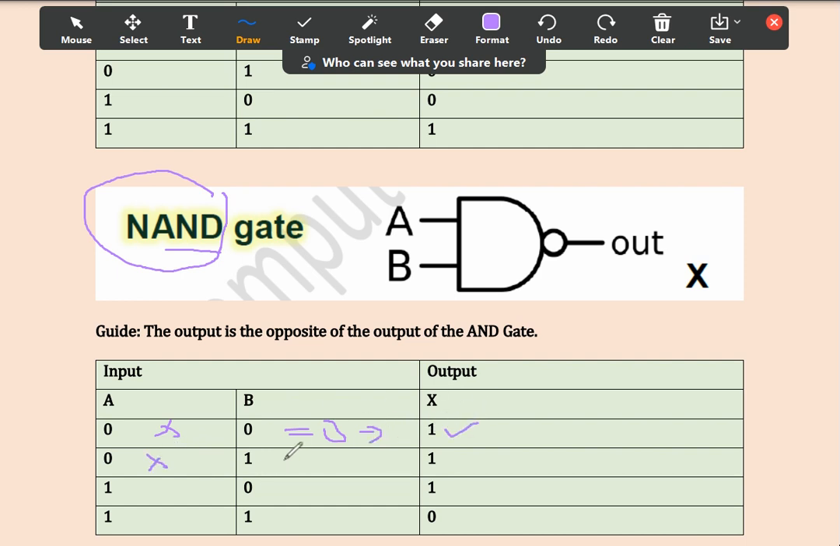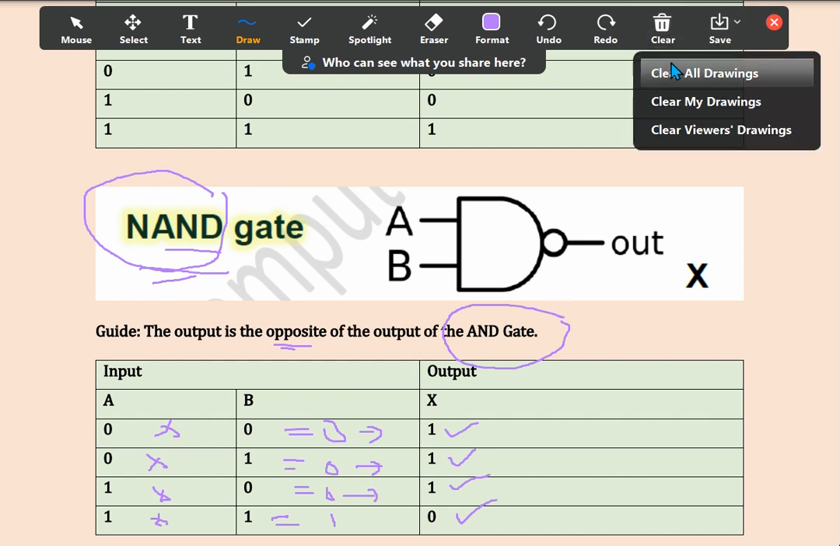Next, that's also 0, and again, it's 1 for its opposite. Same thing here. And lastly, it's equal to 1, and we have now 0 for the output. So therefore, we have 1, 1, 1, 0 for the outputs of the NAND gate. Just take note that it is just completely the opposite output of the AND gate. Alright?